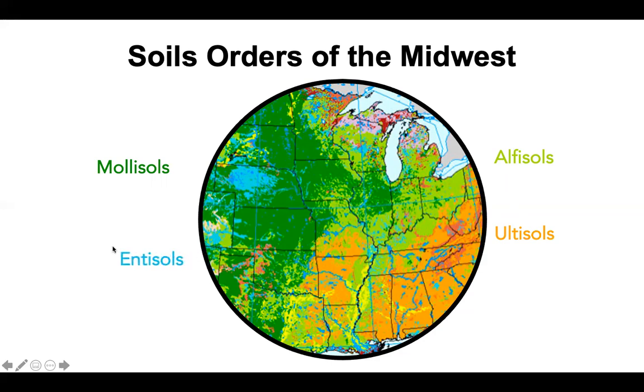Now, the fourth kind that I want to bring to your attention are entisols. Entisols are soils that are less pedogenically differentiated. You can see that we've got some spots of that here in Nebraska, but then also down here in Missouri's bootheel, we have a fair number of entisols.